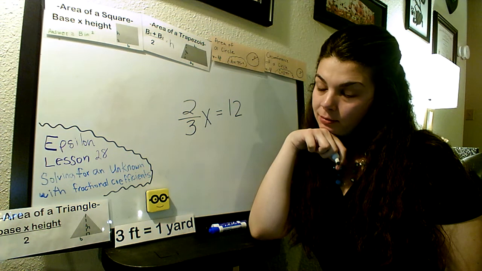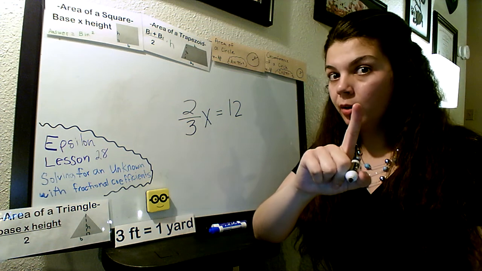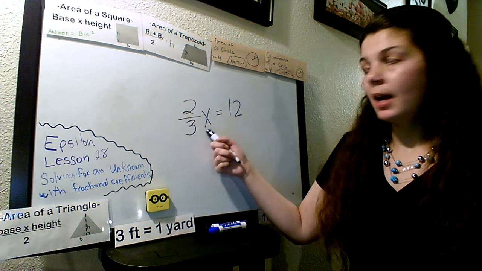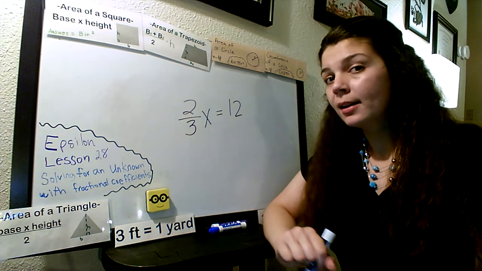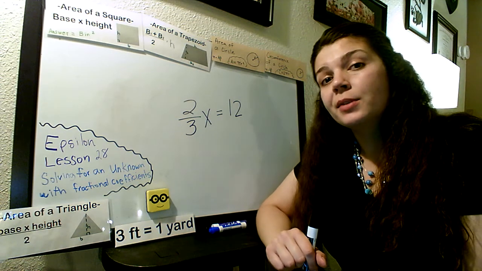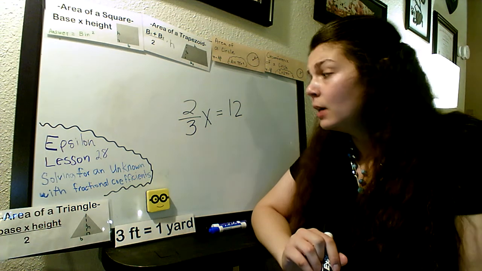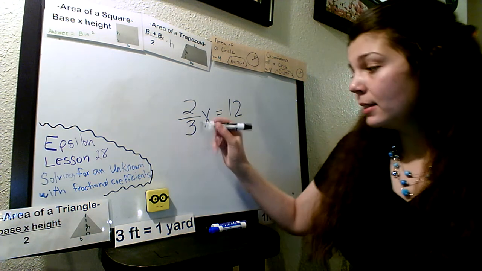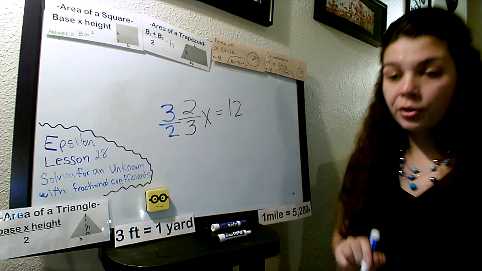What do you think? What's the first thing, looking at this, we should do? What's our number one goal in doing solve for the unknown? We want the x by itself. What is connected to the x right now? 2/3. We want to do the opposite of 2/3 to cancel it out. What is the opposite of 2/3? The reciprocal. Opposite and reciprocal are the same. What is the reciprocal of 2/3? You flip it. 3 over 2 is the opposite.